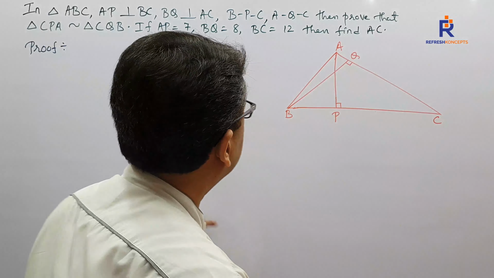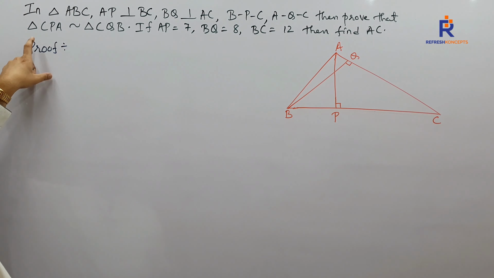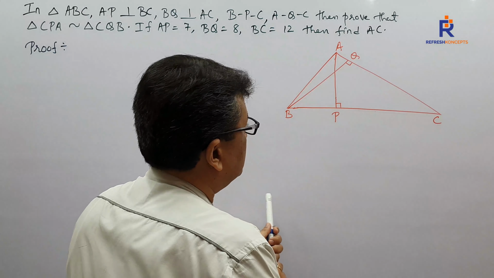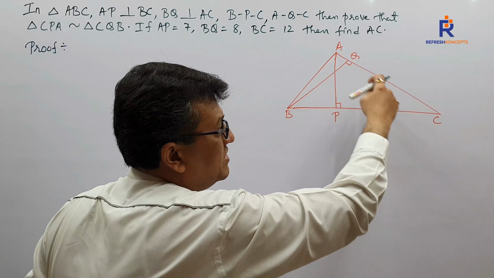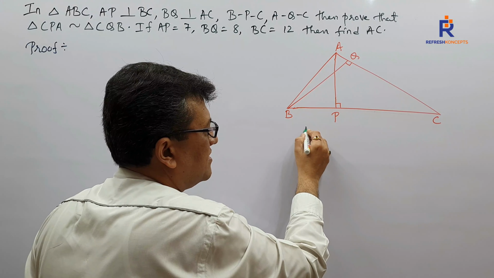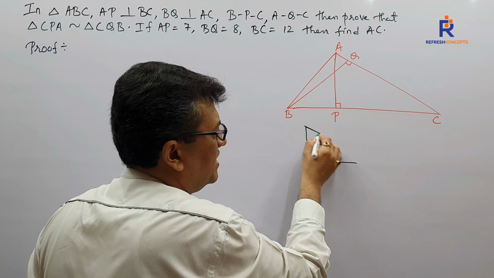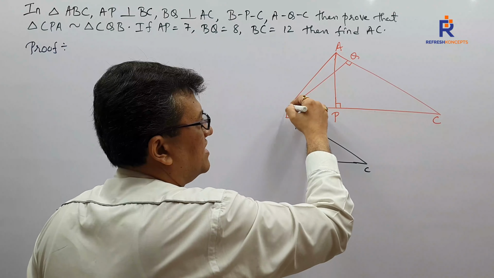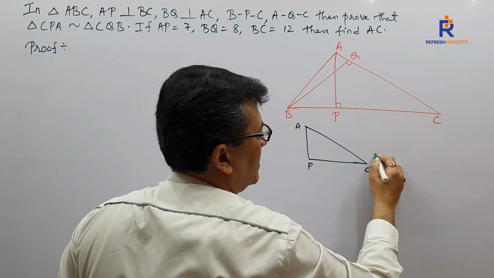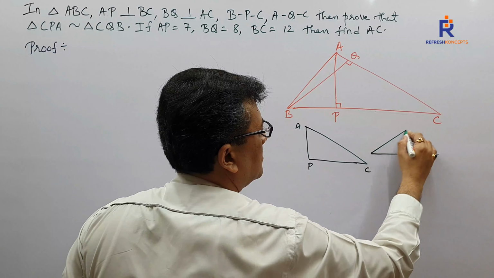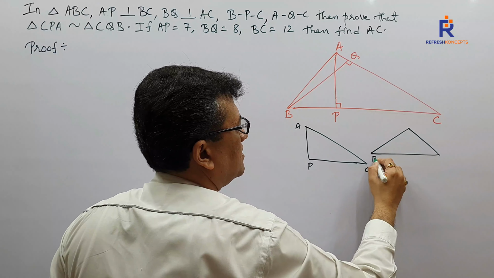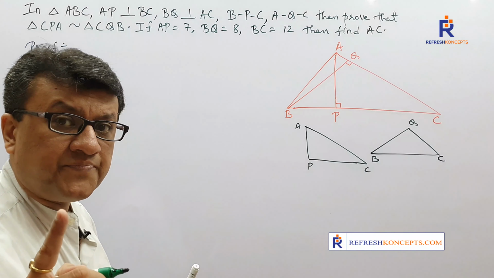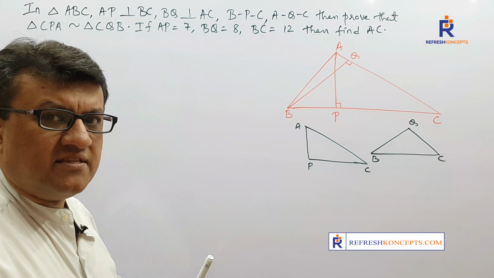Let's see. Which are the two triangles we are supposed to focus on? CPA and CQB. So let me go for the demerged figure, CPA. Am I talking about this CPA? This is CPA. Thereafter BQC. Mind you, just now I said what? Your figure will give you the answer.